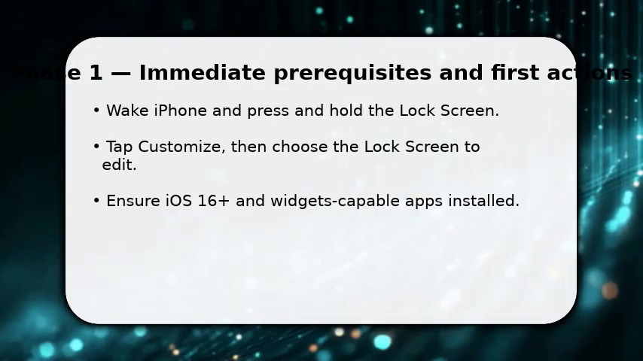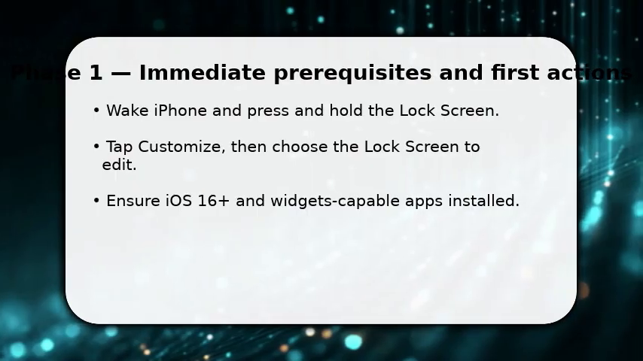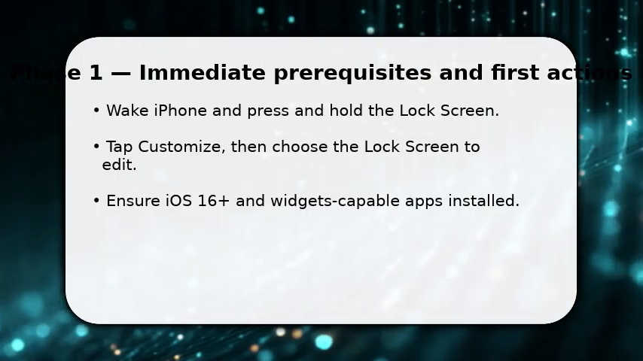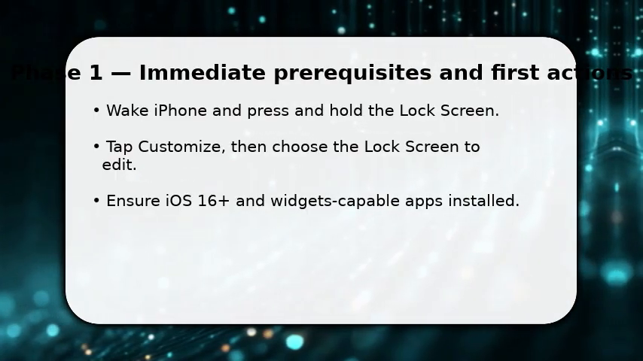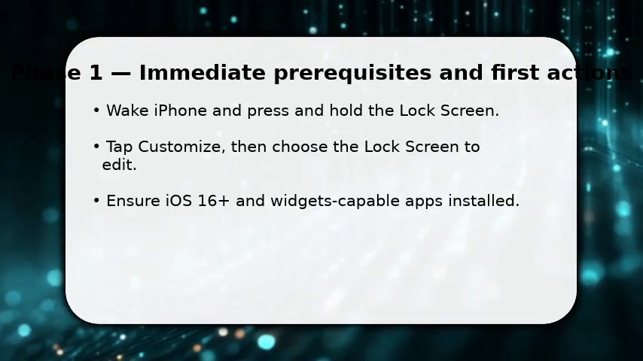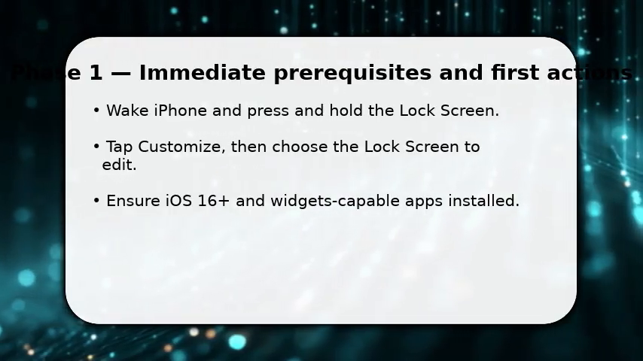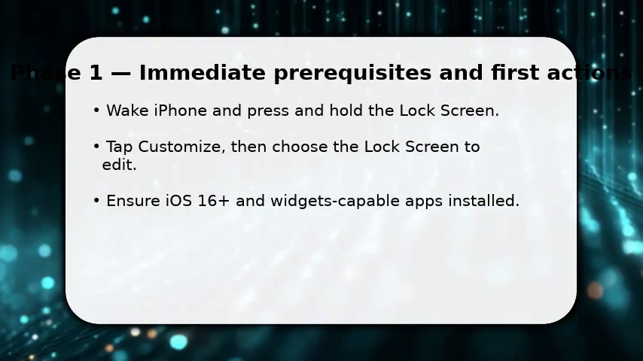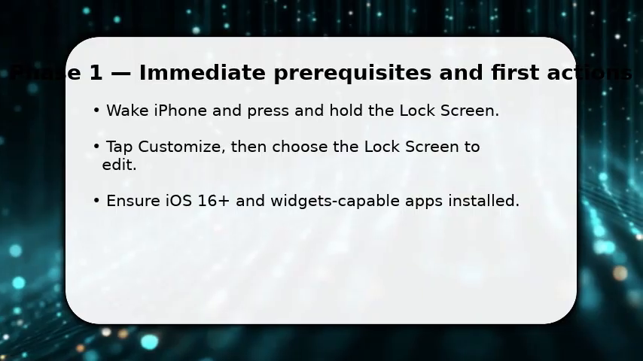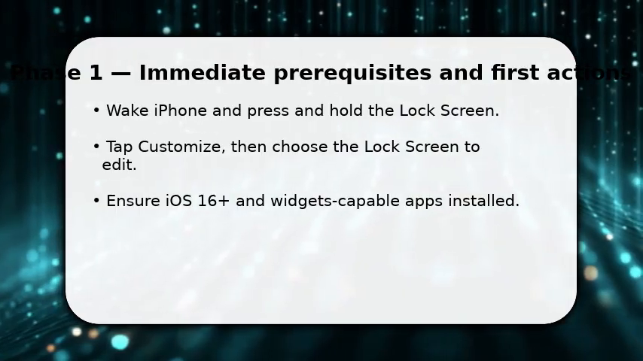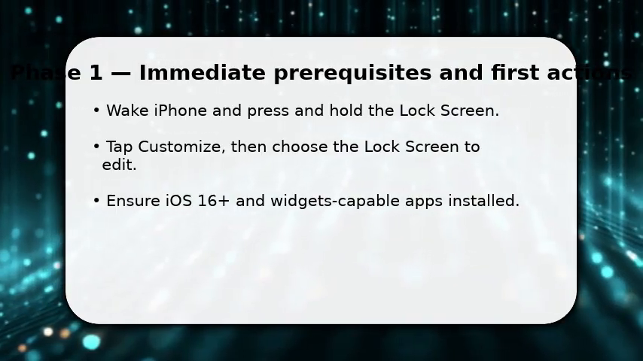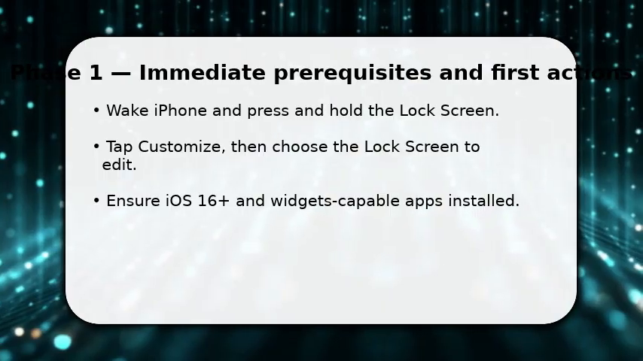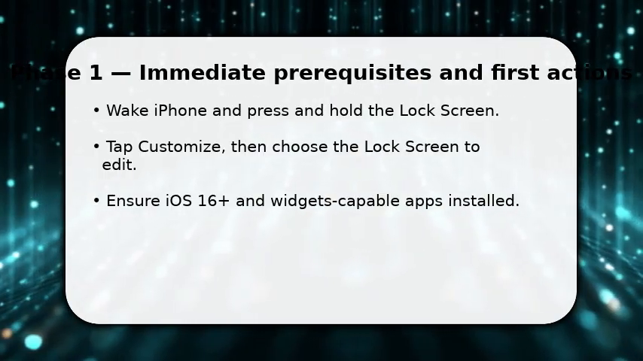You start by opening the lock screen editor. Press and hold the lock screen until the Customize button appears. Tap Customize, then pick the lock screen you want to change. Make sure your device runs iOS 16 or newer and that the apps you need offer lock screen widgets. Once done, tap the widget area below the clock to add or replace items. I'll show why each choice matters and how it affects glanceable info so you get exactly the widgets you need.